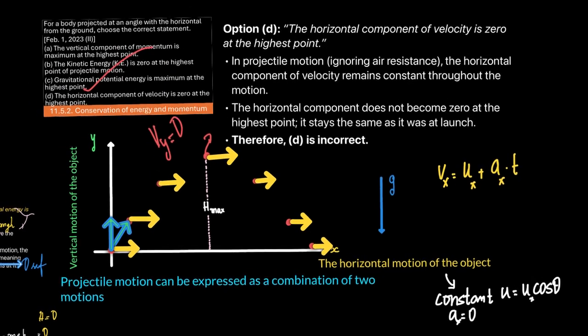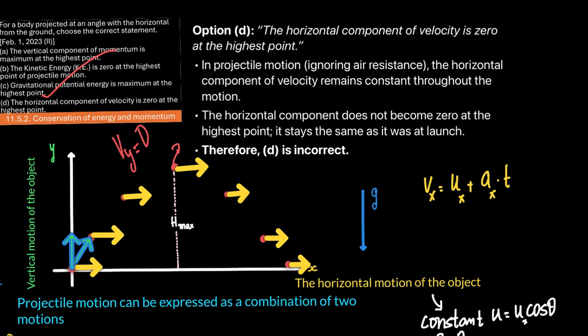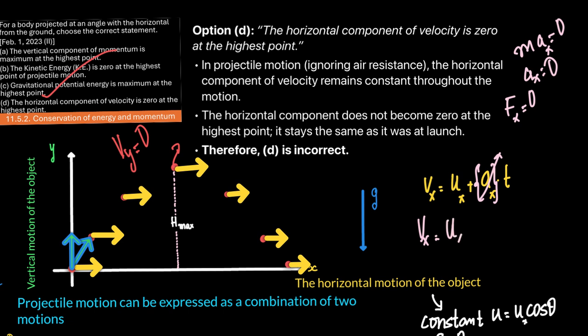Since there is no force along the x direction, mass into acceleration in the horizontal direction would be equal to 0, or in other words, acceleration in the horizontal direction would be equal to 0. And since ax is equal to 0, what is vx equal to? Vx will be equal to ux, which means the final velocity will be equal to the initial velocity throughout this projectile motion. Okay, so that's it.